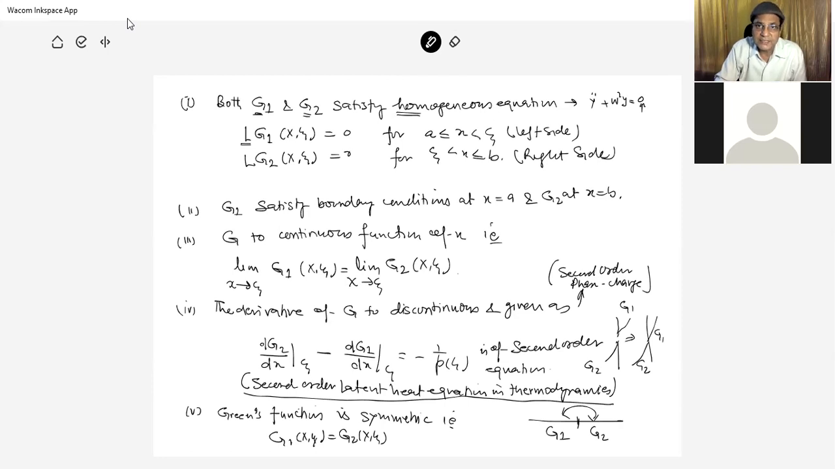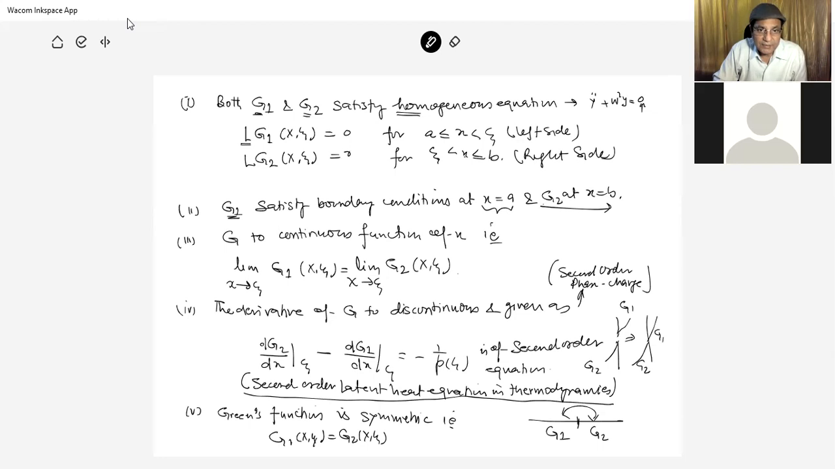This is the right side with respect to the value, that is x less than or equal to A, and here it is xi, and this xi is less than x is equal to B. So these are the two upper limits. The second is G1 satisfies the boundary condition at x is equal to A and G2 at x is equal to B. So for G1, the boundary condition at x is equal to A, and for G2, the boundary condition at B. It will be clear in the given solution of the example.